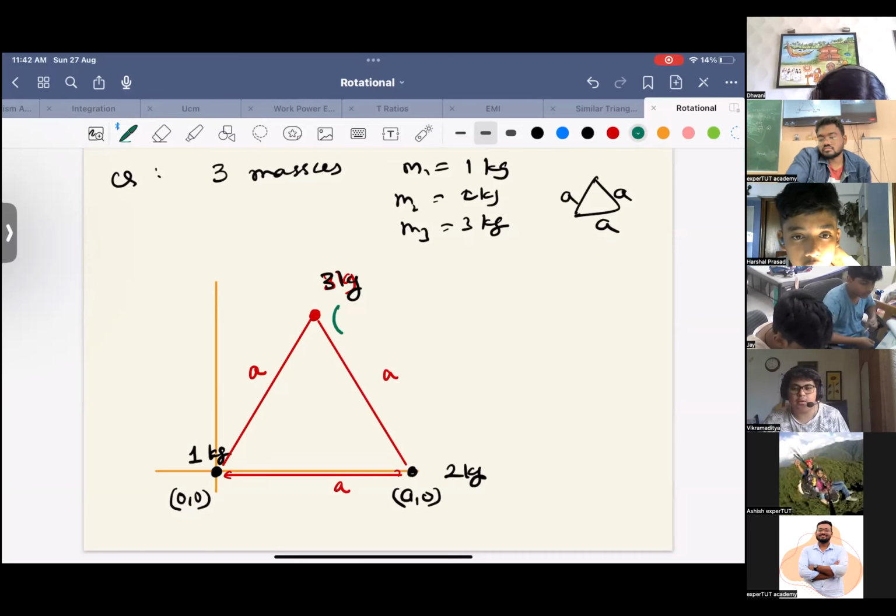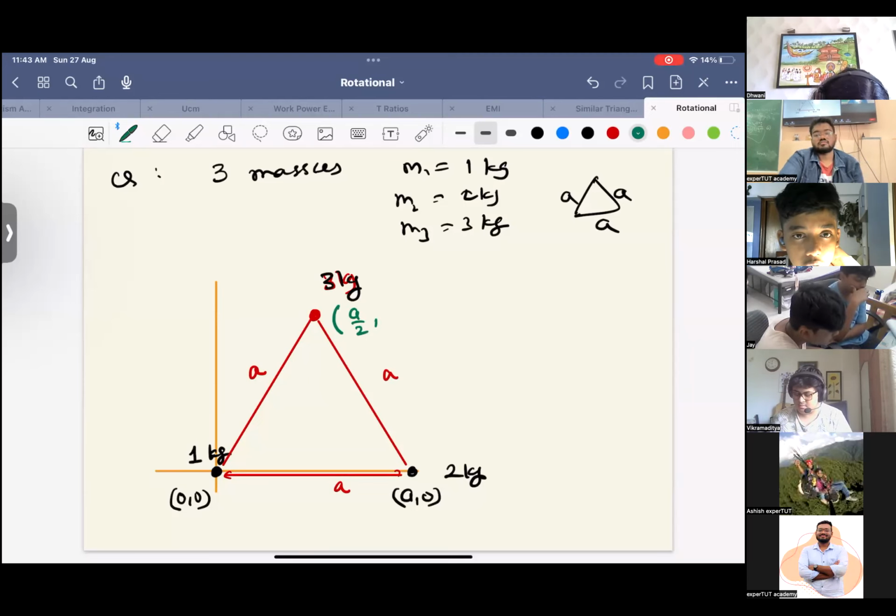It will be a by 2 comma a. A by 2 is correct for x, but the y coordinate is wrong. The x coordinate is A by 2. So is it root 3 a by 2? It is root 3 A by 2. How did you get it? Tell me quickly.